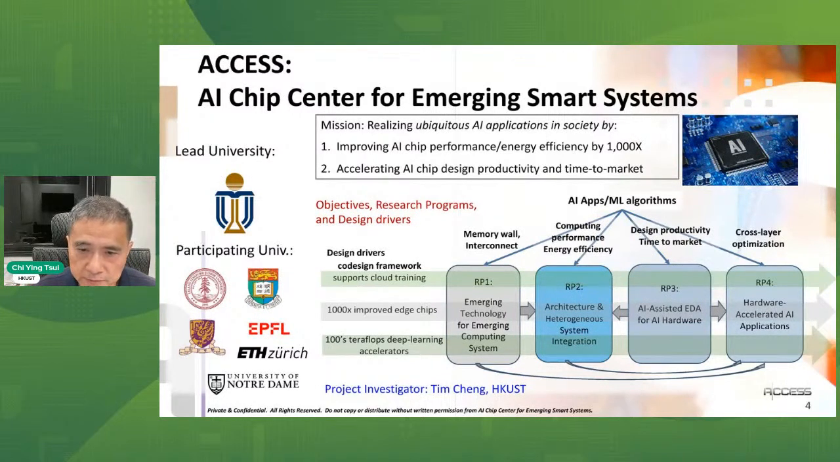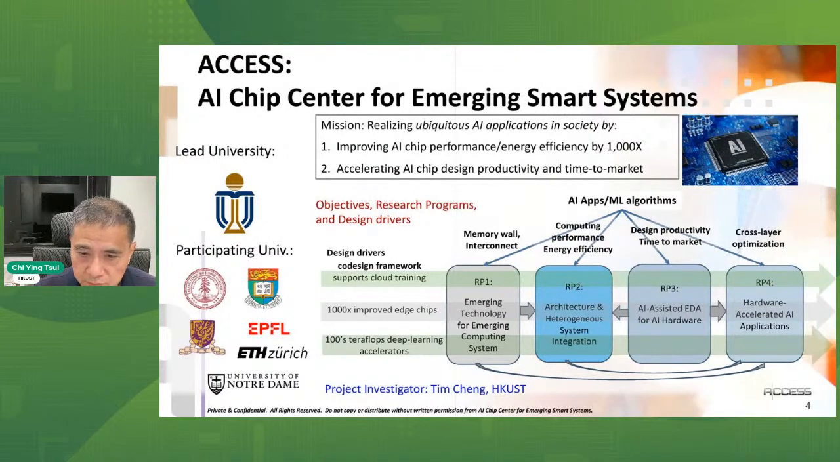The first research program is related to emerging technology for emerging computing systems. Another research program is on architecture and heterogeneous system integration. The third research program is related to EDA, how to use EDA to design AI hardware and also how to use AI in EDA. And the fourth program is on applications, how to build hardware accelerators for AI applications. Today's presentation on SRAM design is mainly our work in research program 2.